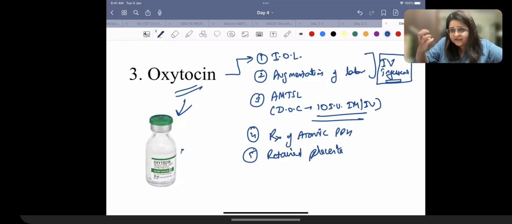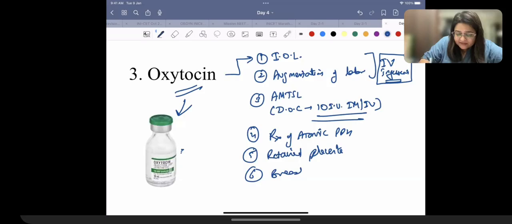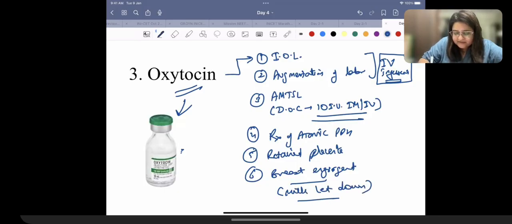Okay, because it will cause uterine contractions and the placenta gets expelled. It is also used in breast engorgement because remember that oxytocin also acts on the myoepithelial cells of the breast. So, if breasts are engorged, it causes milk let down by contracting the myoepithelial cells of the breast. Okay, so these are the common uses of oxytocin.